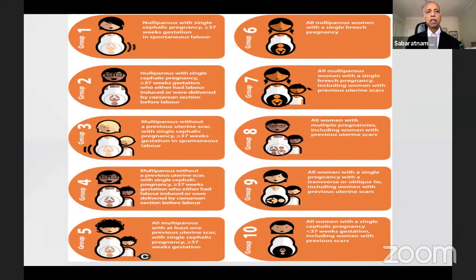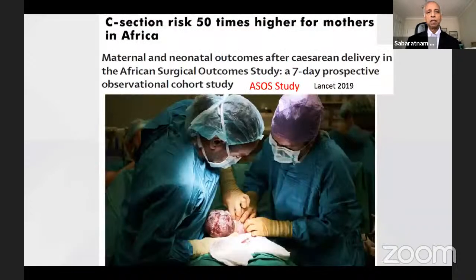1, a nulliparous patient with single cephalic presentation over 37 weeks. 2 is nulliparous who has induction or elective section, and 5 is those who had 1 previous cesarean section. 3 and 4 are to do with multiparous women, and they have a low section rate. And if you carefully observe the 1, 2, and 5, 5 is because they don't give trial of labor, 1 and 2 because of mismanagement of labor.